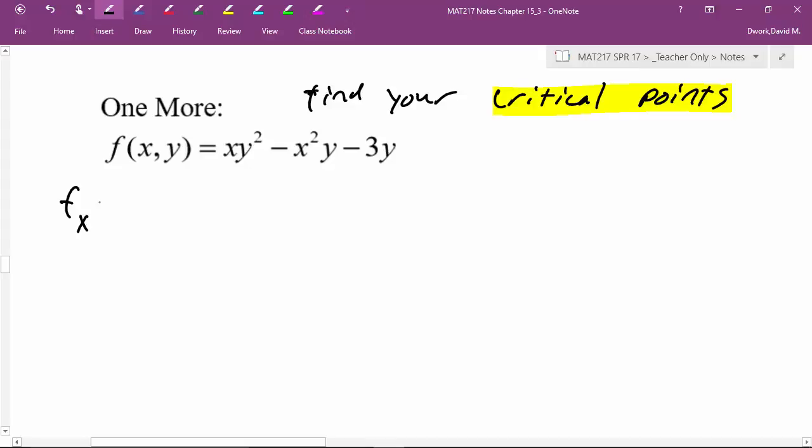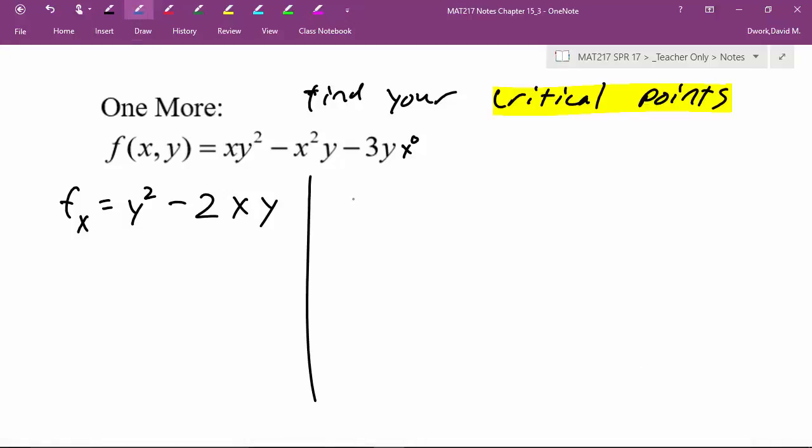The partial with respect to x, right? We start with the x direction. Looking at this first term, it has x to the first, so that's just going to result in y squared. Minus the next term, the squared comes out to the front, so that's going to make it minus 2x, leave the y alone. Third term, there are no x's, so it's really x to the 0, so the whole thing just becomes 0. All right, there's the first one.